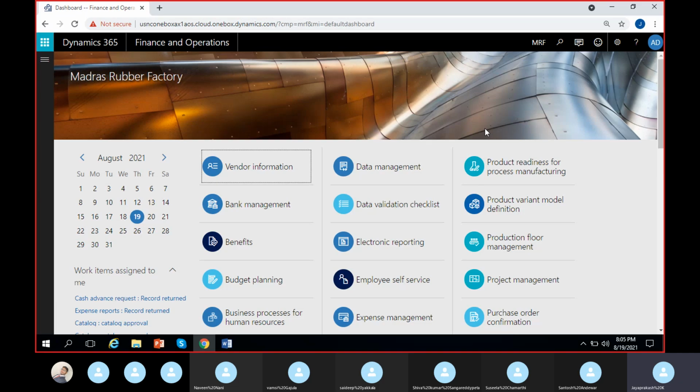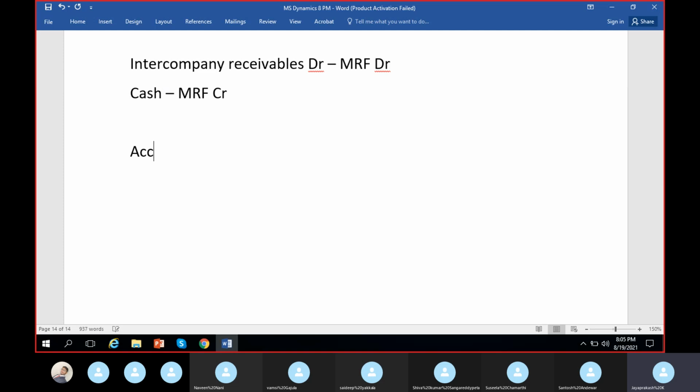So the topic that we are going to discuss today is accrual schemes or ledger accruals. Call it by any name. It can be accrual schemes or ledger accruals. So any idea what is an accrual? Anyone?